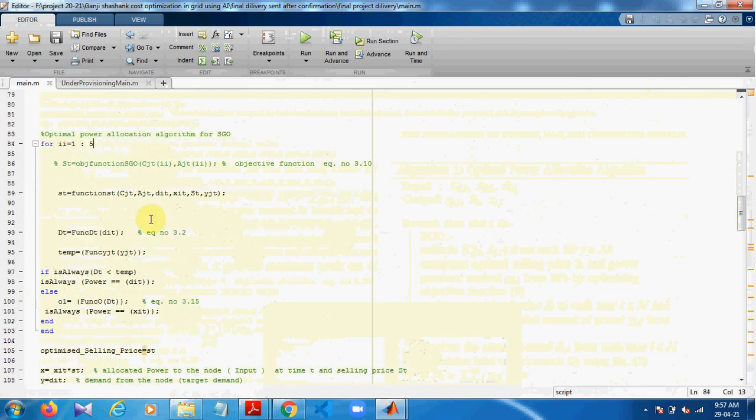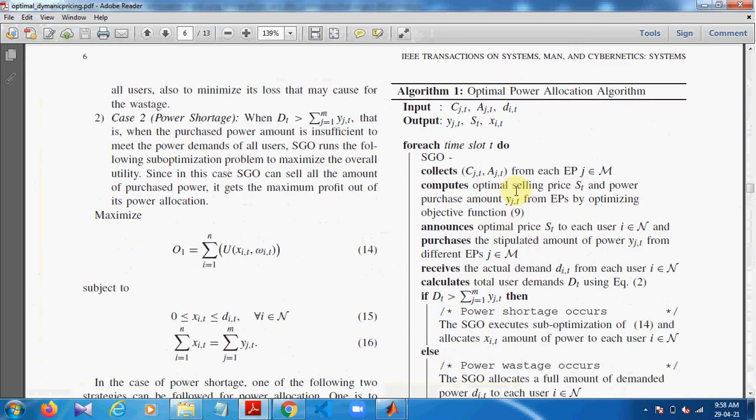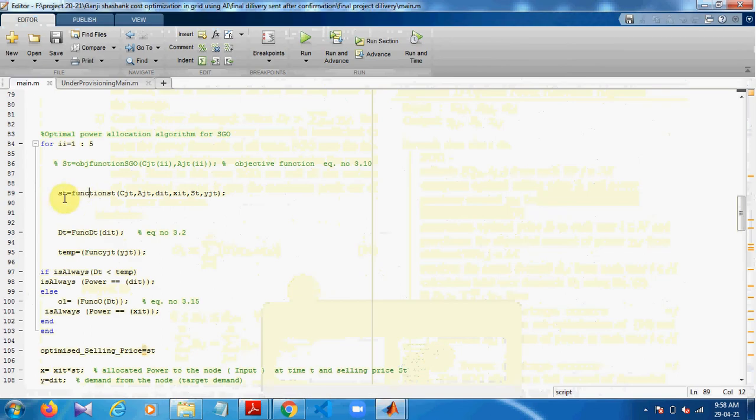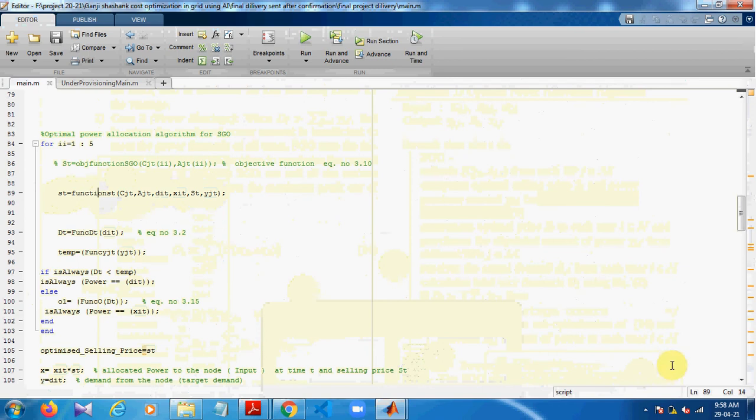So in this project, we have resolved all the equations mentioned in the paper. As per the paper, first we have to find out the optimal selling price ST by equation number 9. So this is the main function, function ST, which will find out the optimal selling price based on CJT, AJT, DIT, and it will give you the output as XIT, ST, and YJT. So if you open this function, you can see the code for that function.